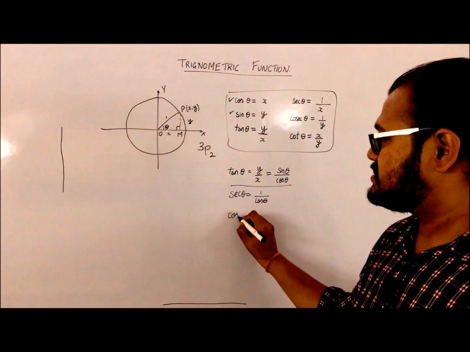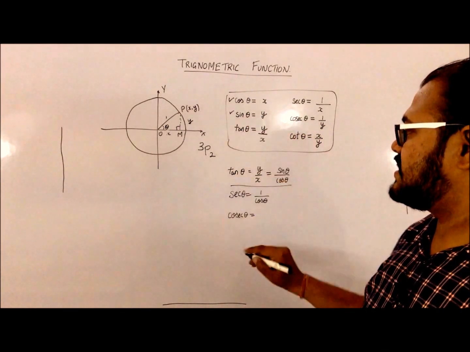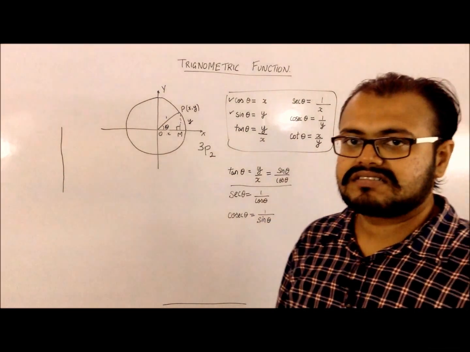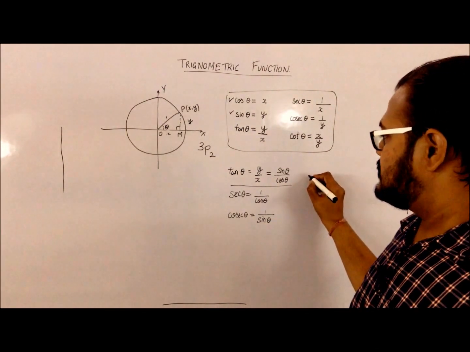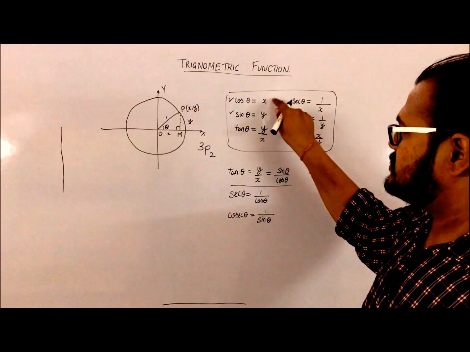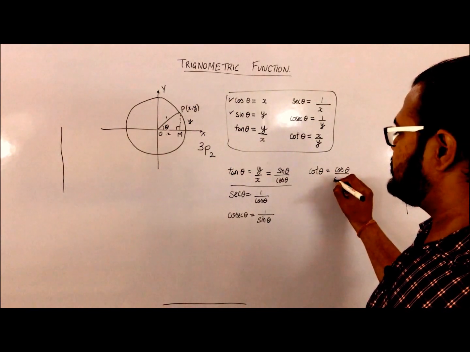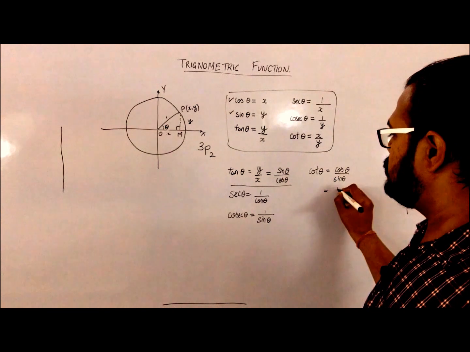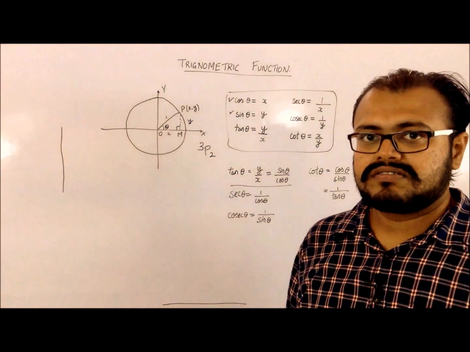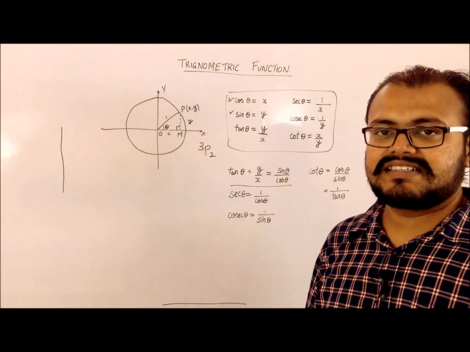Next relation is cosec. Cosec is 1 by y and y is my sine, so that gives me cosec theta as 1 by sine theta. Then the last one, which is cot theta, is nothing but x by y, which is cos by sine. So it is cos theta by sine theta, which can also be written as 1 by tan theta. So I am having only sine and cos, and I can get the other relations very easily.